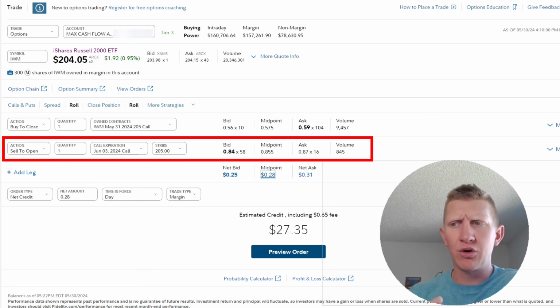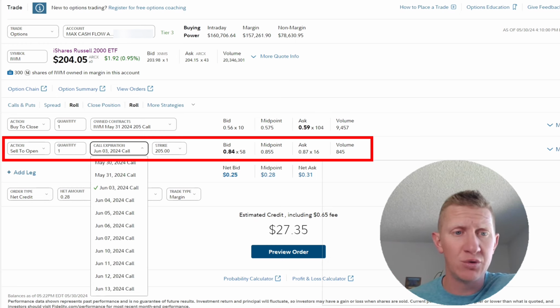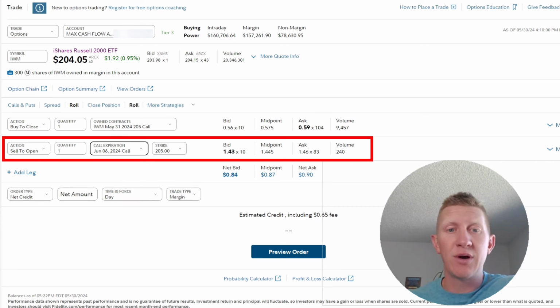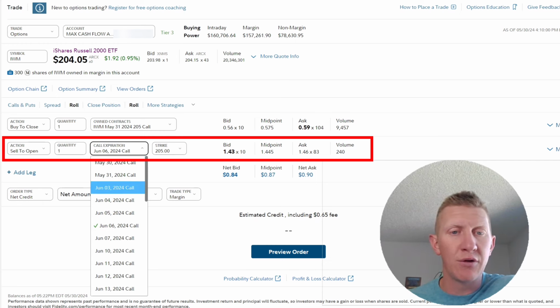Now, you don't have to roll your contract out just one day. You could roll it out 7 days. So if you wanted to roll this out to June the 6th maybe, at 205, you can see that the value of that contract would be different here at $145, so that'd be a net credit of $87 here. Okay, let's go back to June the 3rd.